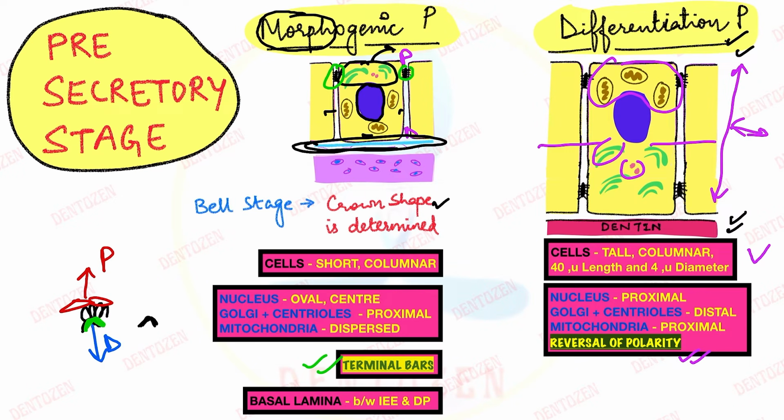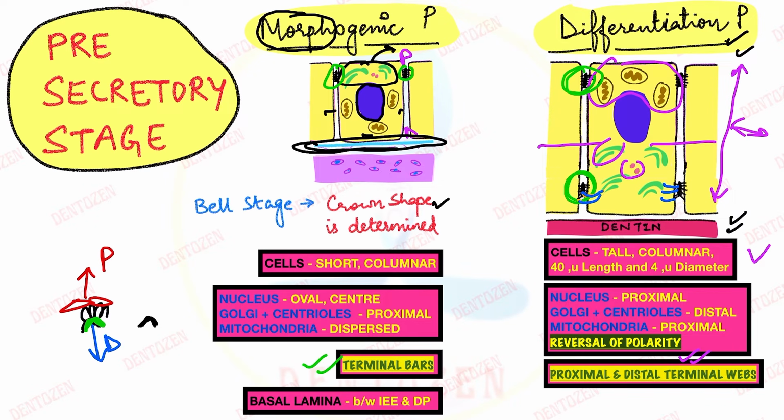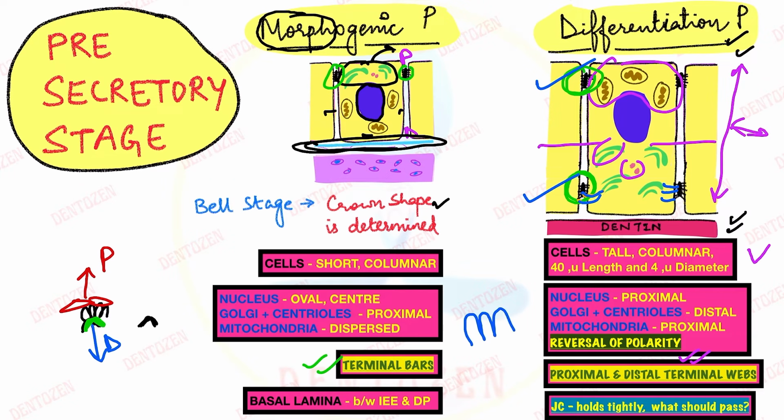Also, along with the proximal junctions, now there are additional distal junctions. From this, it seems that actin-like filaments are radiating out and form the webs. So we have two webs now, proximal terminal web and distal terminal web. What is the role of these junctions? These junctions hold the cells tightly and they control what passes in between the cells.